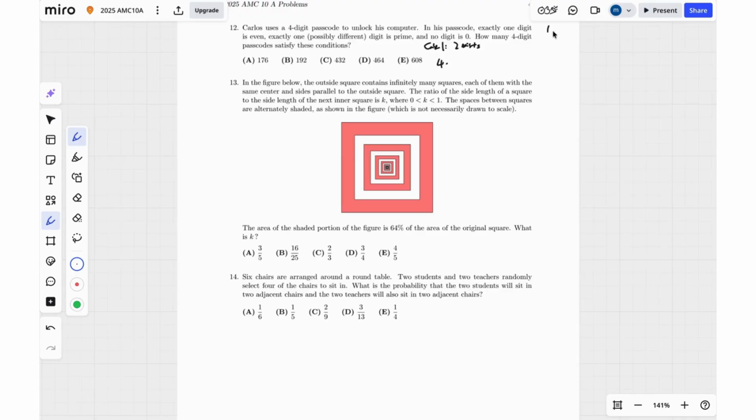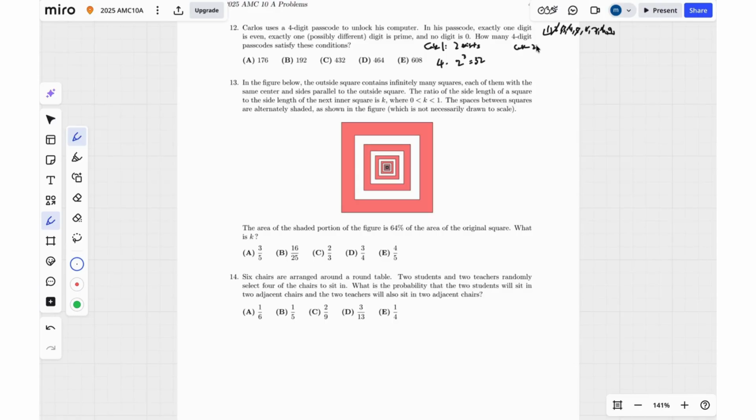And then afterwards, if we list out all the numbers, and we take out all the evens and all the primes, we're left with 1 and 9. So then there are 3 spots left, and each spot has 2 choices. So it's times 2 to the 3 equals to 32.